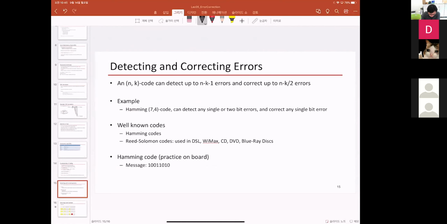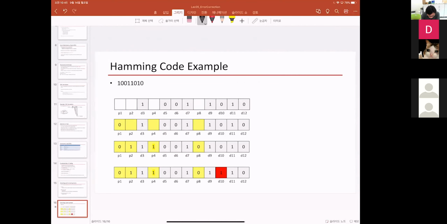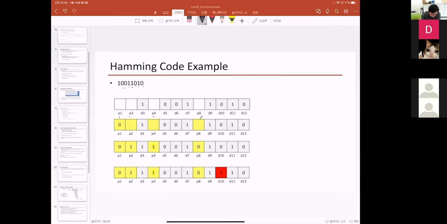So let's see, this one is 1, 2, 3, 4, 5, 6, 7, 8. 8 messages. That is, N is 8. So how many is K? 1, 2, 3, 4. 4 is my K. So I consistently use the N and K, even with the parity.